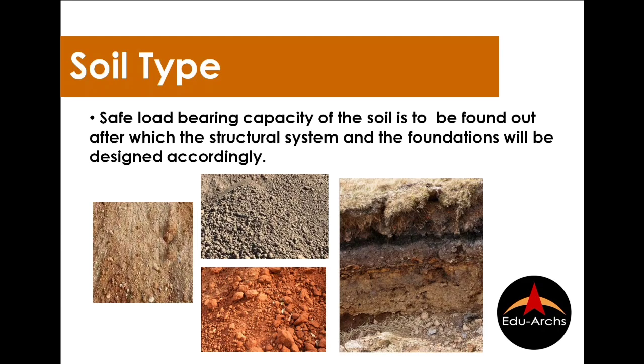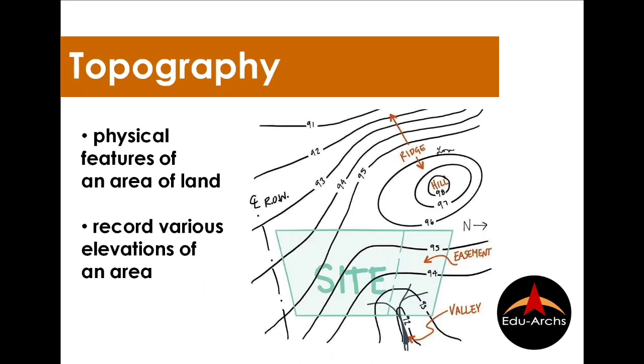Soil type and condition. Soil type, ground conditions and stability are essential to determine whether the site is suitable for a particular type of building, and where the best places can be located for a building. Soils vary from place to place. This is very important from a structural point of view while designing a building. The safe load bearing capacity of the soil is to be found out, after which the structural system and the foundations will be designed accordingly.